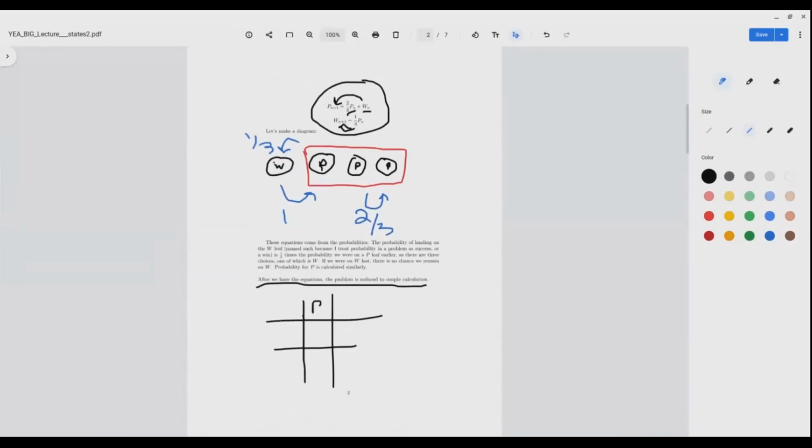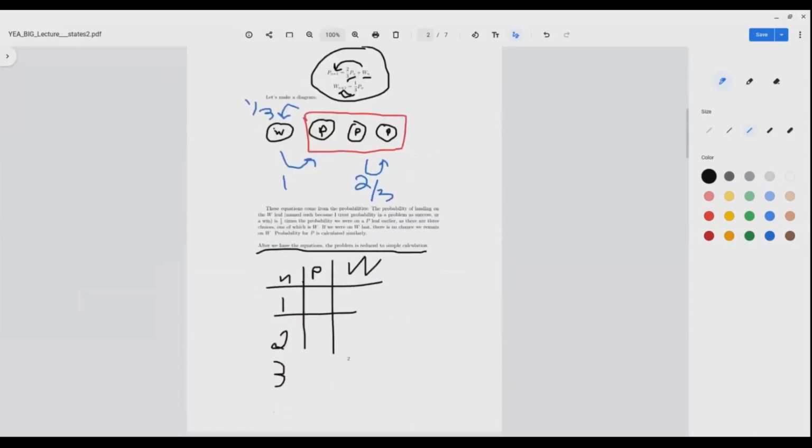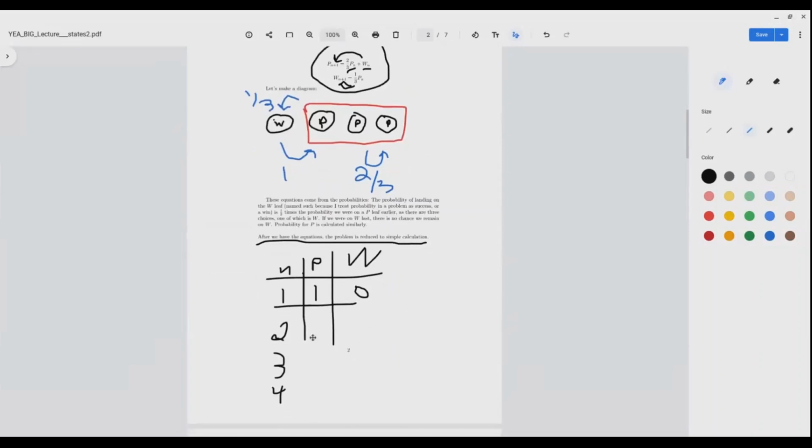So if we have P, W, N, 1, 2, 3, 4. So our W is 0 for 1, and then our P is 1. The reason why is because at time equals 1, it must have moved from W to P, since it started on W. And then for 2, we have W is equal to 1/3. Sorry. And then this is 2/3.